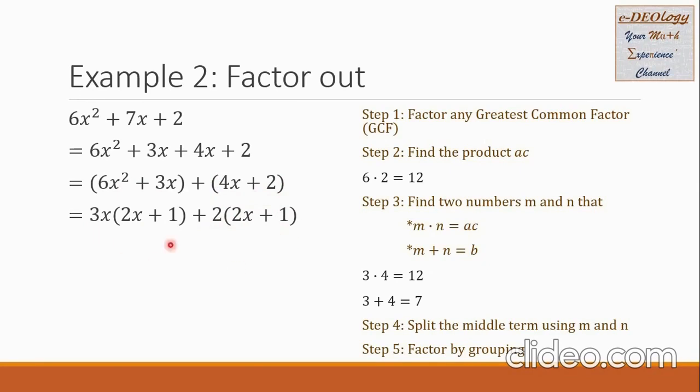Now, we have two big groups here. And there is a common factor in these two big groups. And the common factor is that binomial 2x plus 1. There is also 2x plus 1 here. So we're going to factor out the 2x plus 1. It is now in here. And for the second factor, it is simply the remaining terms for each of the big groups. So the 3x is copied here and then plus the 2. So our factors are 2x plus 1 times the 3x plus 2.